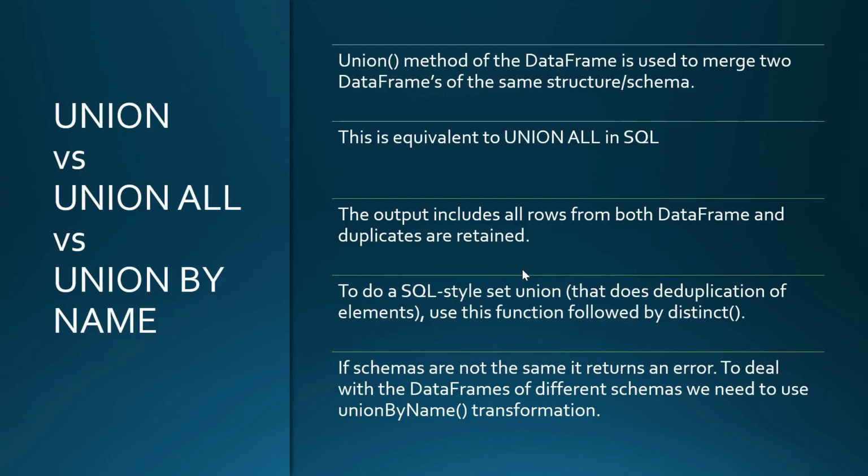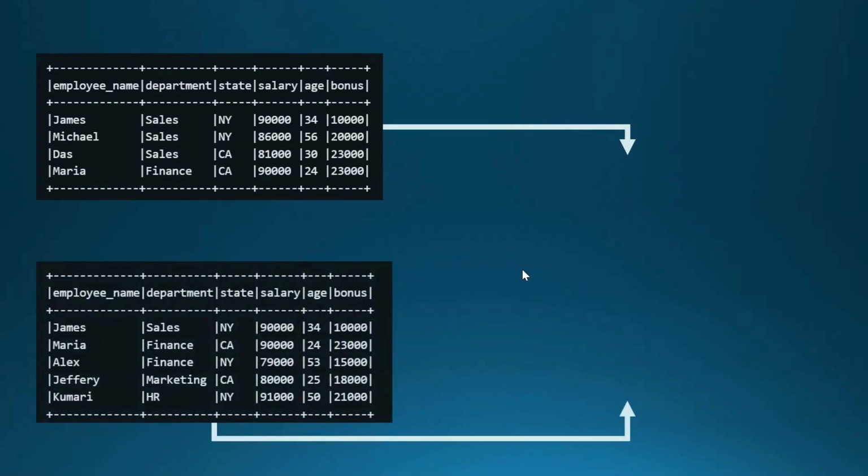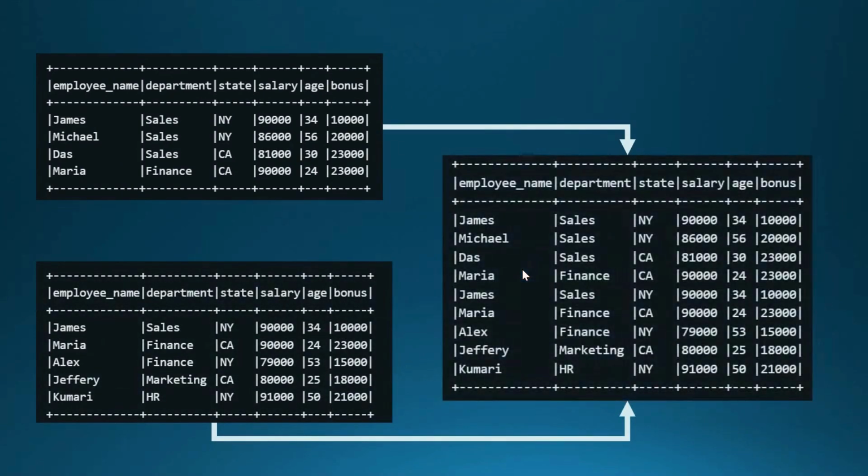Let's see an example for this. I have a data set in which I have employee name, department, salary, state, age, and bonus. And there's a second data frame. If I do a union operation on top of it, the first data frame will be returned as it is, and the second data frame comes below the first data frame. So it is like a stacking operation: you are stacking one data frame on top of another. If you have to remove the duplicates, how can you do it? Using drop duplicates or distinct. Let's go ahead and see the practicals.